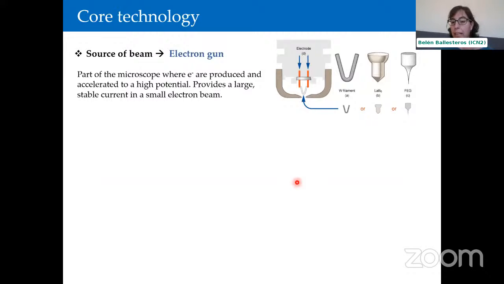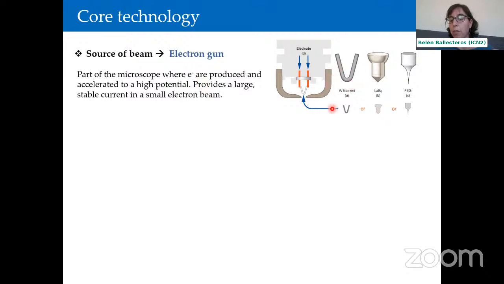I was telling you, in electron microscopes we are not using light anymore, but we are going to use electrons. And there are different types of electron microscopes, as I will explain, but there are some things that are common to all microscopes. One of them, of course, is the source of the beam. Now we are working with electrons, so all electron microscopes have an electron gun, and this is the part of the microscope where the electrons are produced and accelerated to a high potential. So what we need is a large, stable current in a small electron beam.